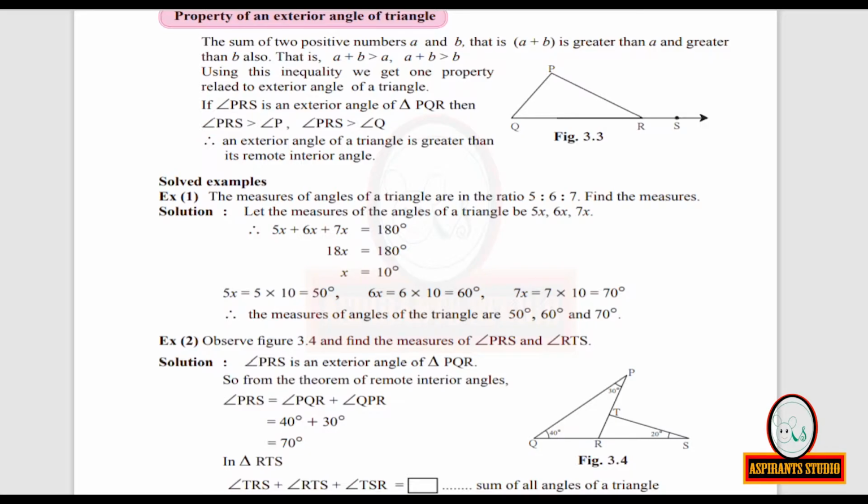Now, property of an exterior angle of a triangle. Now look at figure 3.3. The exterior angle formed here is PRS. And the remote interior angles are angle P and angle Q.